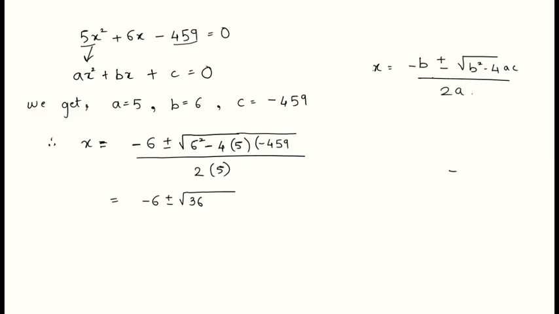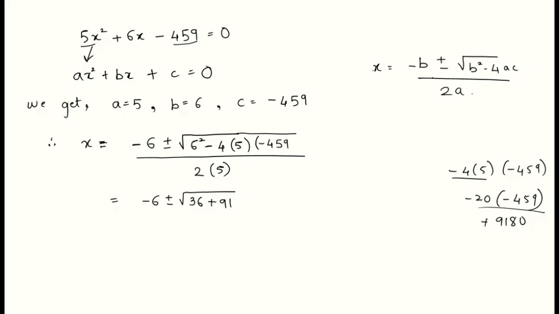Minus 4 into 5 into minus 459. So minus 4 into 5 is minus 20, and this bracket is minus 459. If we multiply 20 into 459, we get 9180, and minus into minus is plus 9180. If you try multiplying it, you will get 9180. So the sign will be plus because minus into minus is plus.